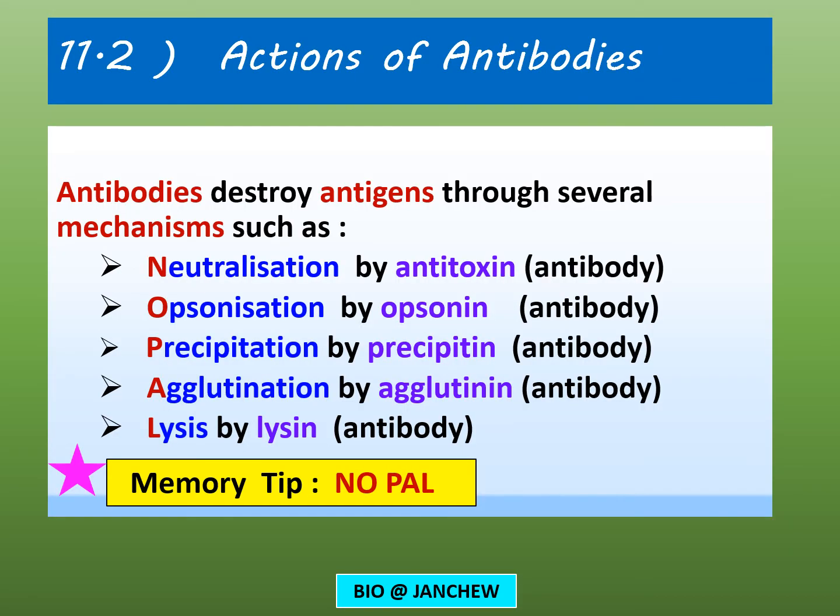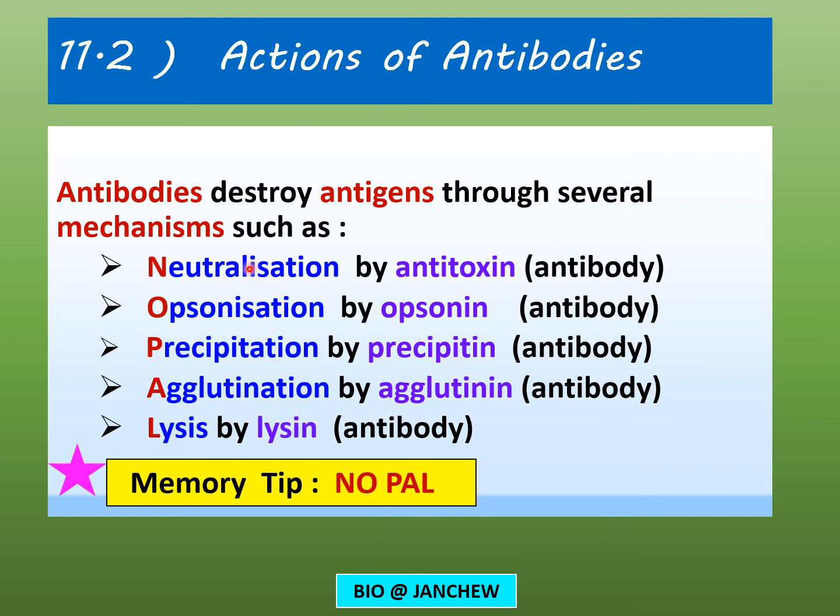Now we're ready to discuss the various actions of the antibodies. So antibodies destroy antigens through several mechanisms, such as neutralization, which is carried out by the antibody called antitoxin. Opsonization is carried out by the antibody called opsonin. Precipitation is carried out by the antibody called precipitin. Agglutination is carried out by the antibody called agglutinin. And lysis is carried out by the antibody called lysin.